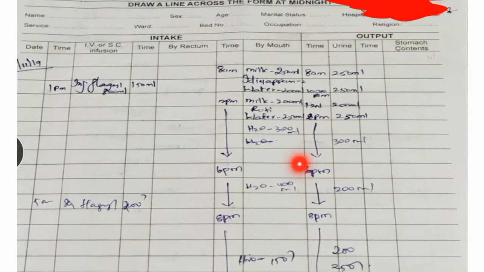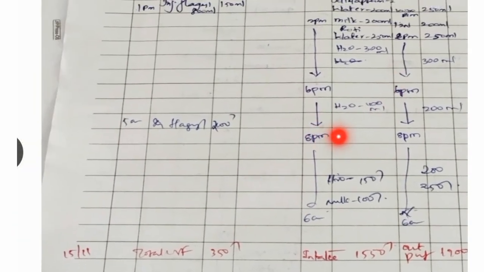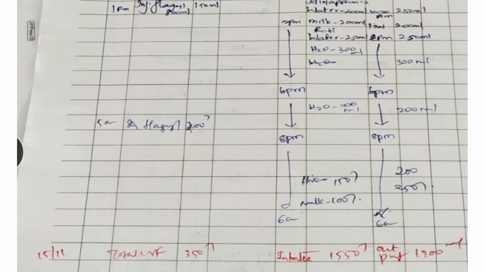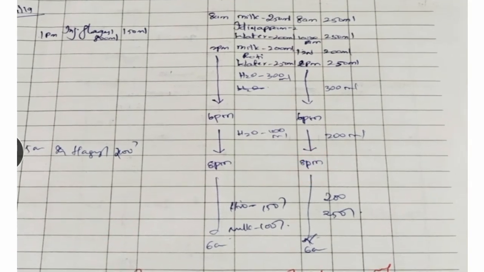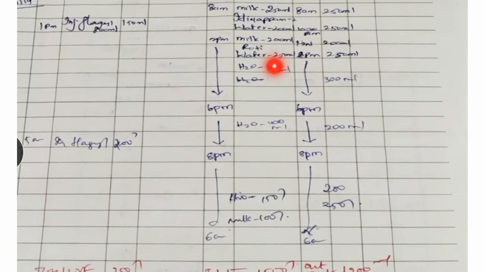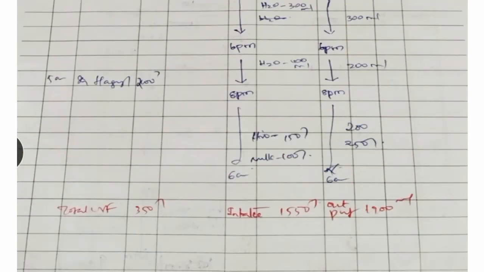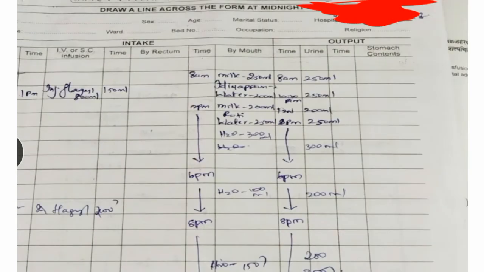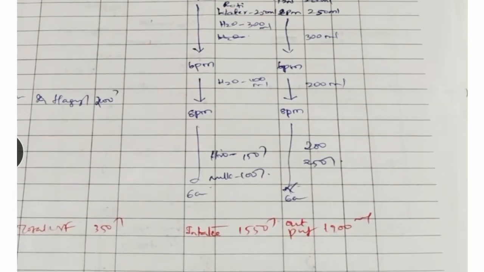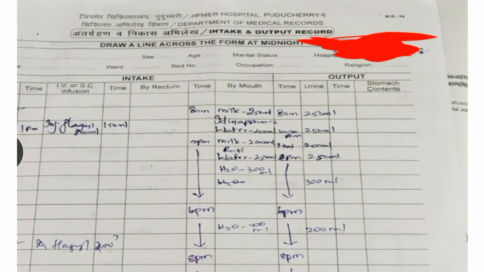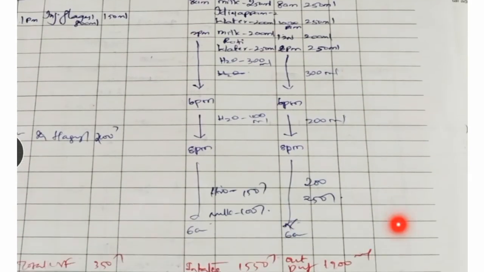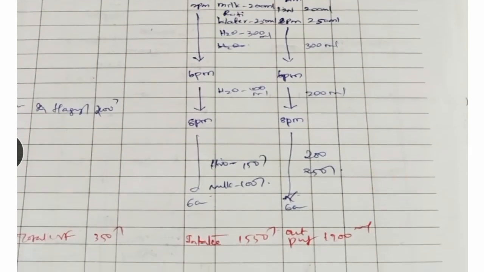At last all these things we have to calculate, like total IVF, intravenous fluid, how much has been administered, and total intake by mouth, how much it is. Then we need to calculate total intake by IVF and by mouth. Then coming to output also, in urine output how much it is total, then stomach content how much it was. So everything we need to see.